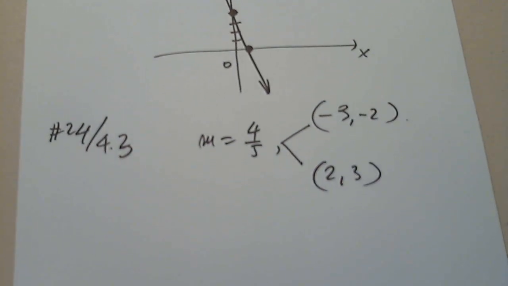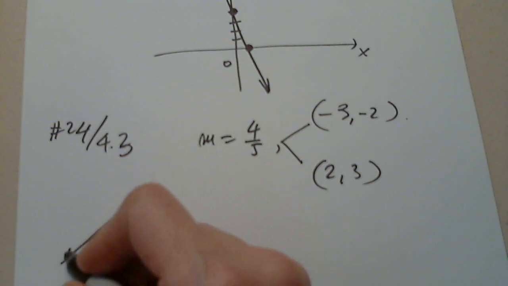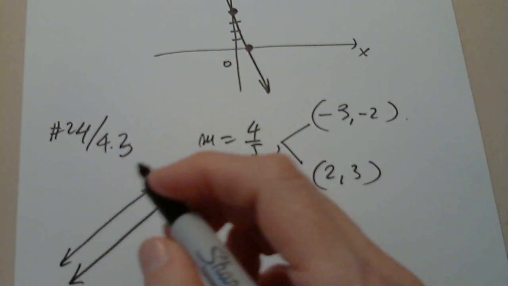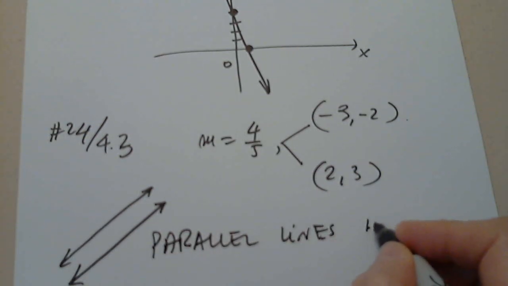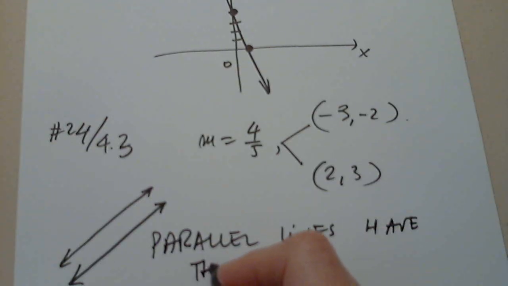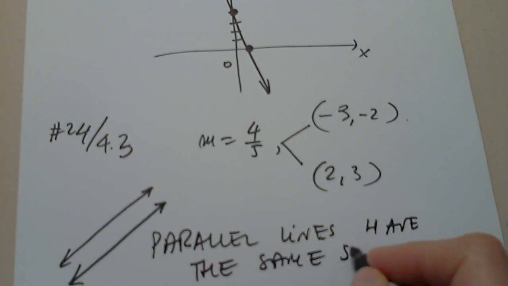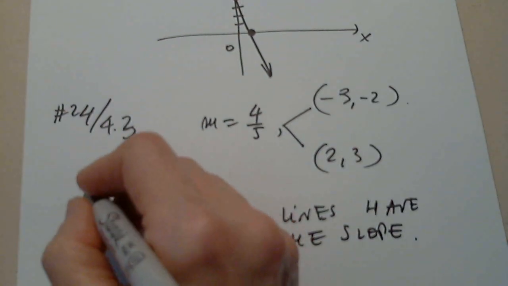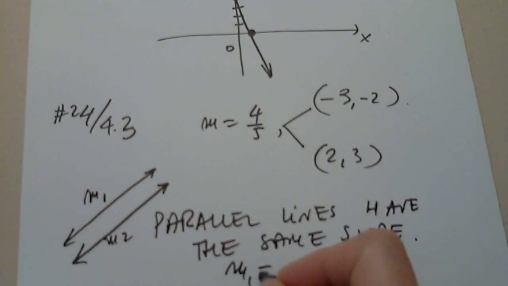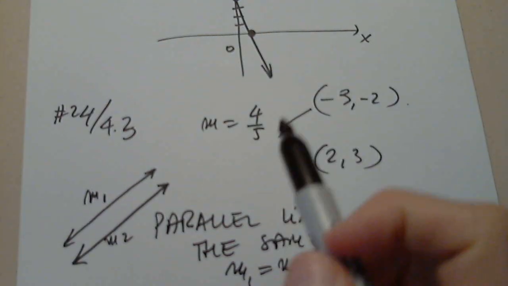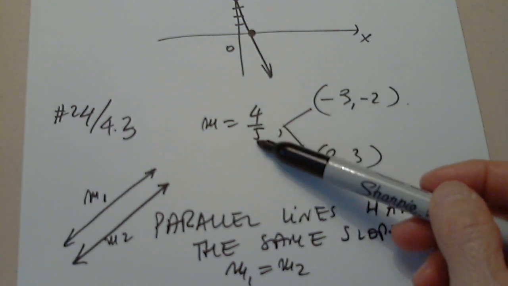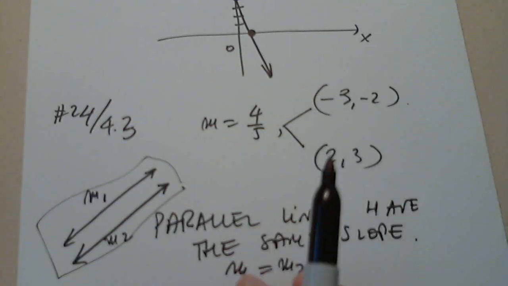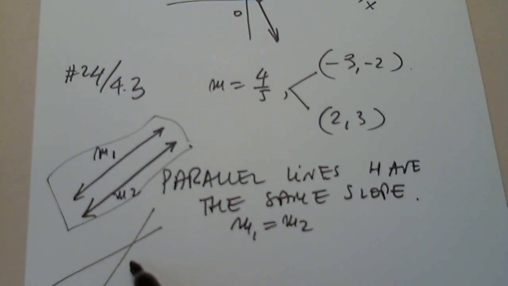Let me explain something very interesting and very important. Two parallel lines have the same slope. Please remember, m sub 1 and m sub 2 are the same. So if they're asking us to graph two lines that pass through different points but have the same slope, make sure that the lines are parallel. These are not parallel lines. These are parallel lines. They never meet.